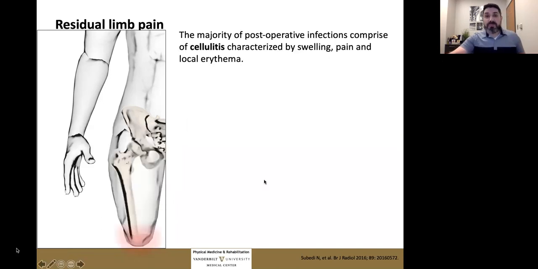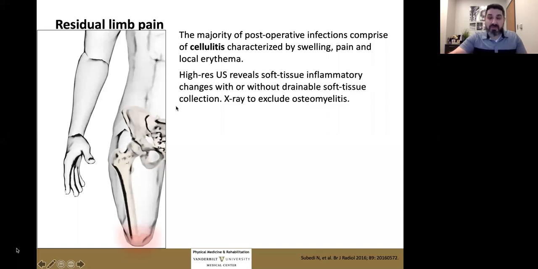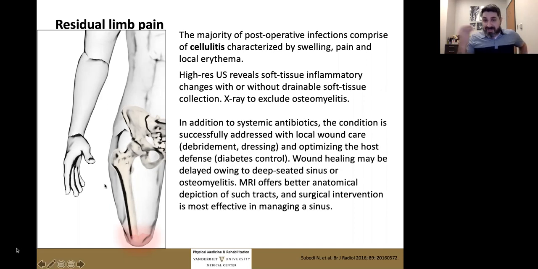Okay, so majority of postoperative infections are going to give you pain in the residual limb, right? Cellulitis, characterized by swelling, pain, local erythema. High resolution ultrasound may reveal soft tissue inflammatory changes with and without drainable soft tissue collection. X-ray to exclude osteomyelitis, bony involvement, in addition to systemic antibiotics. The condition is successfully addressed with local wound care, debridement, dressing, optimizing the host defense, diabetes control. Wound healing may be delayed owing to a deep-seated sinus.